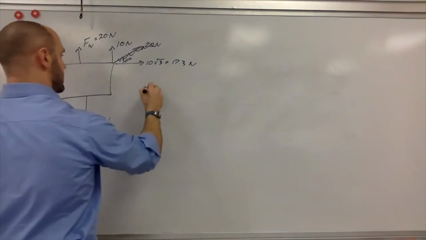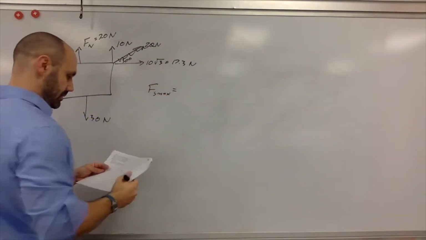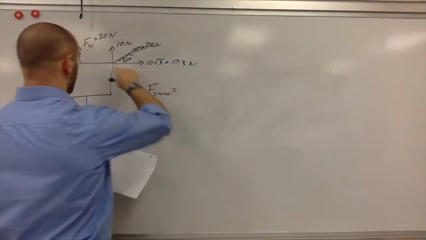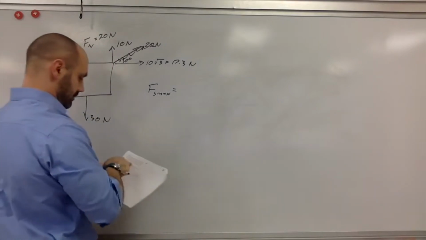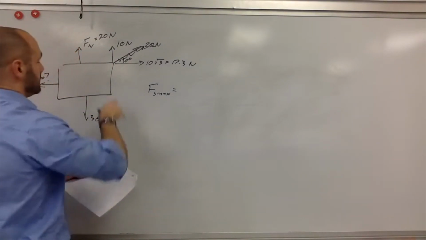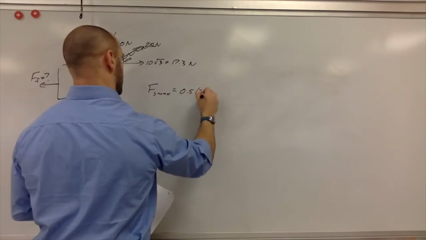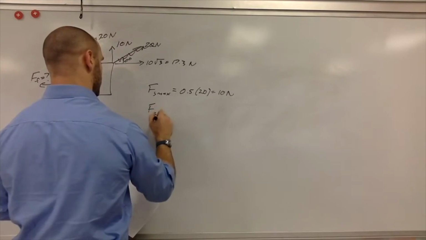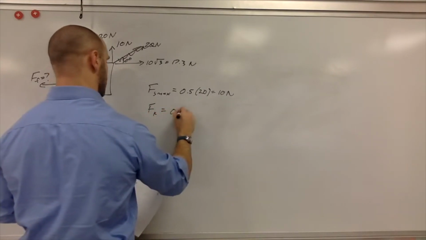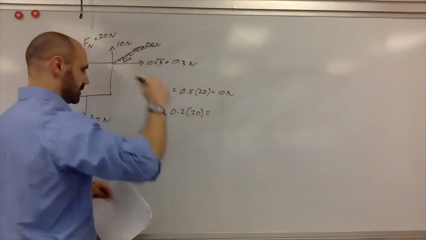The maximum static friction, Fs max, is going to be 10 newtons because now I know the normal force. I can say mu(s), which is 0.5, times the normal force, right? So 0.5 times 20 gives me 10 newtons. And the kinetic friction force is 0.2 times the normal force, which is 20. And so that's going to be 4 newtons.